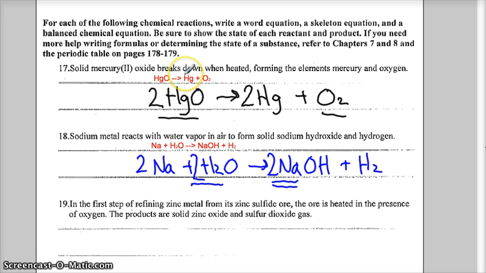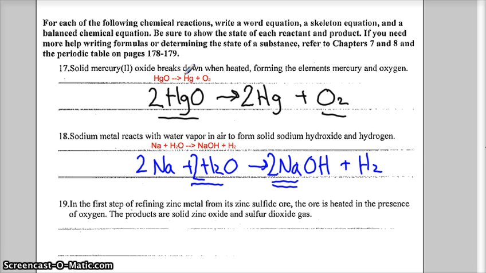Sometimes, even if you're working towards balancing a certain element, it may affect another element in that compound, so you need to go back and make sure what you added didn't change anything, or else add more so that you can make sure you're balanced. So let's just go to the last one here.